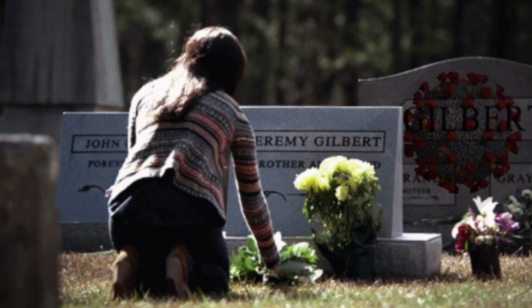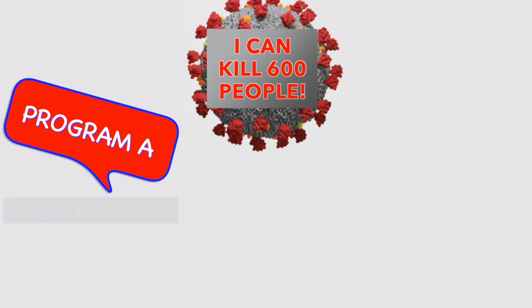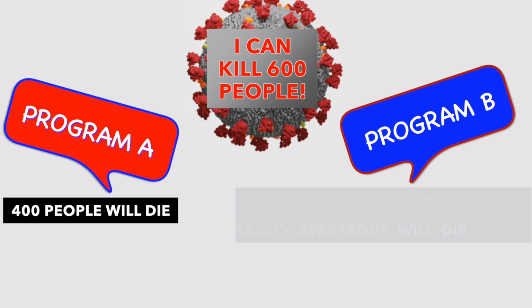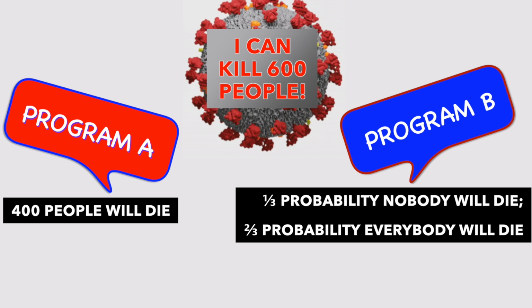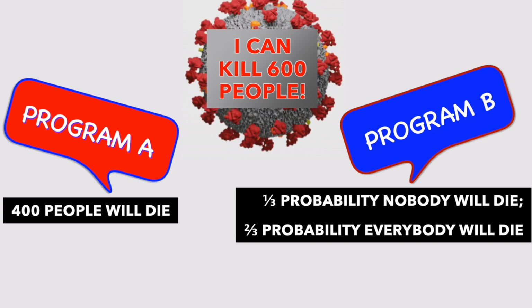Let me ask you a simple question. Imagine your community is preparing for a new variant of a deadly pathogen. And this pathogen is expected to kill 600 people in your community. Now, two solutions have been proposed. If program A is chosen, 400 people will die. If program B is chosen, there is a 1/3 probability that nobody will die. But there's a 2/3 probability that everybody will die. Which program do you choose?